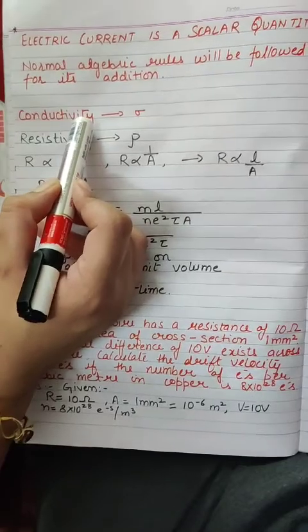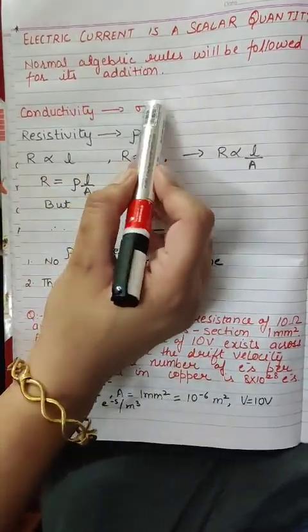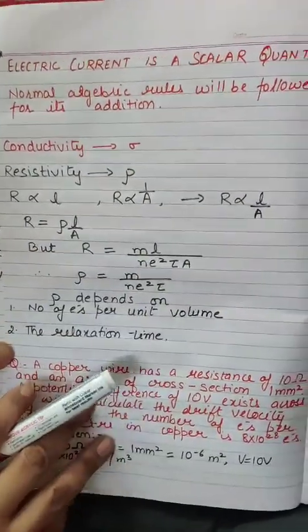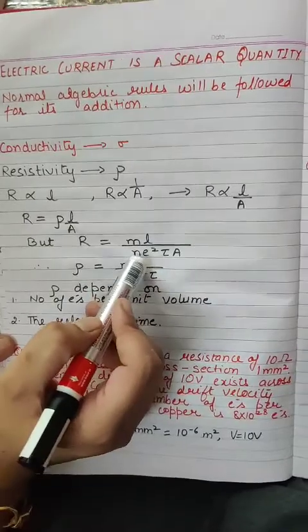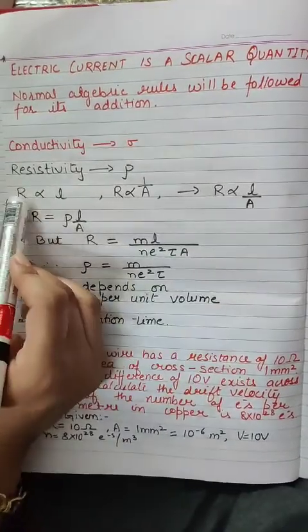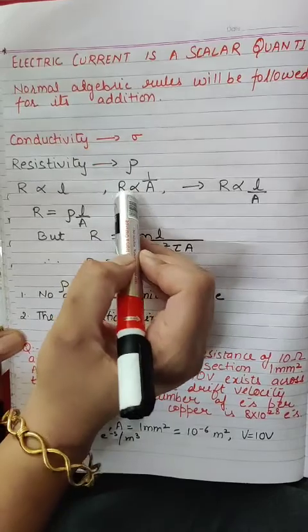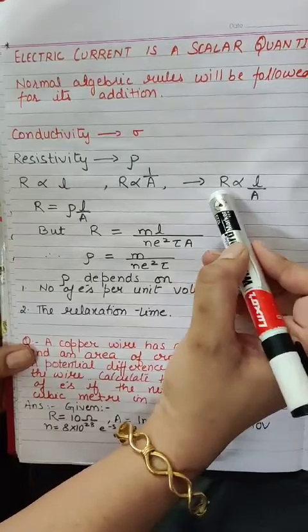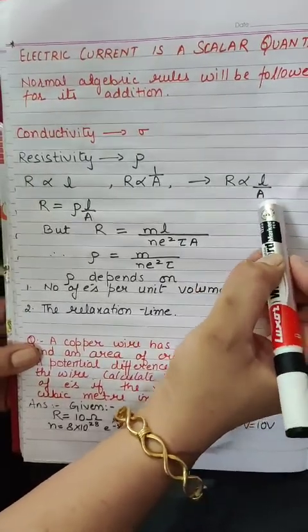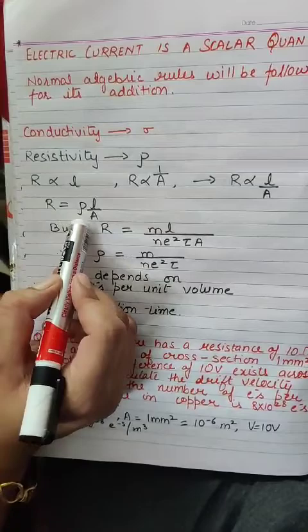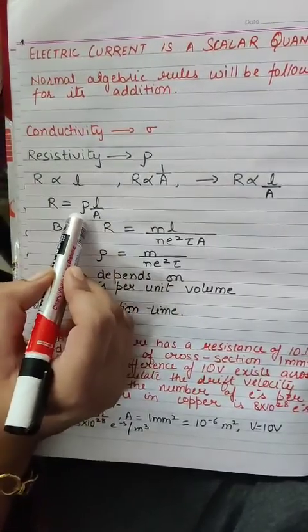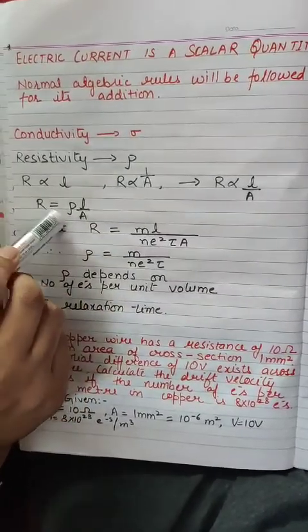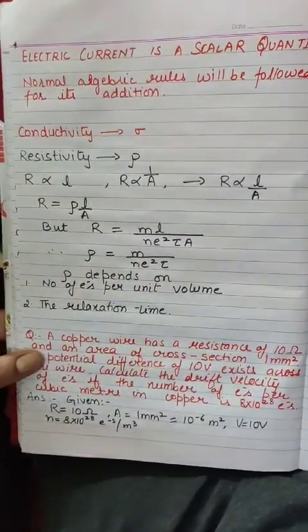Conductivity, we have discussed conductivity in our last lecture. It is represented by sigma. Resistivity is represented by rho. From the relation R is equal to mL by ne square tau A, we can say that R is directly proportional to L and R is inversely proportional to A. When we join these two terms, we get R is directly proportional to L by A, or we can write it as R is equal to rho L by A. So here this rho is the constant of proportionality, and it is called resistivity, or we can say specific resistance.